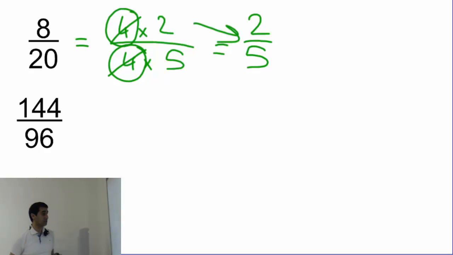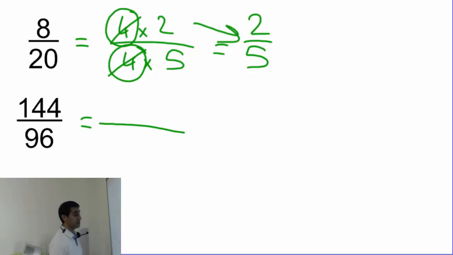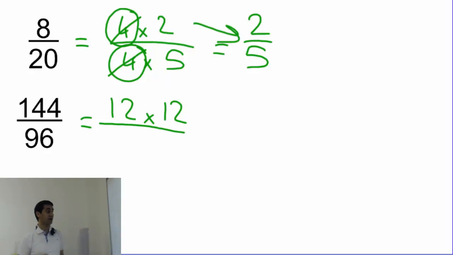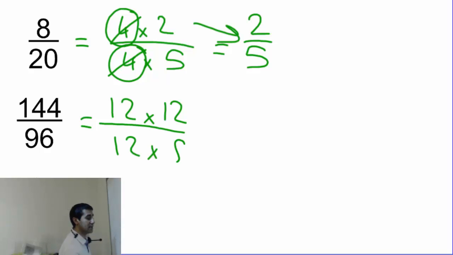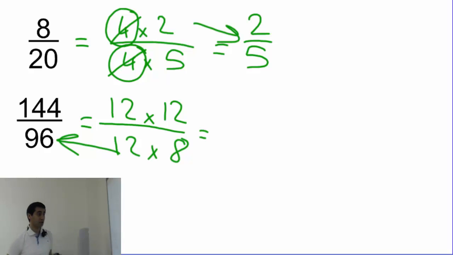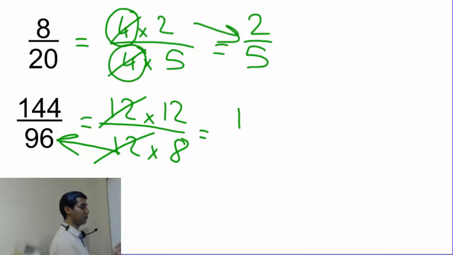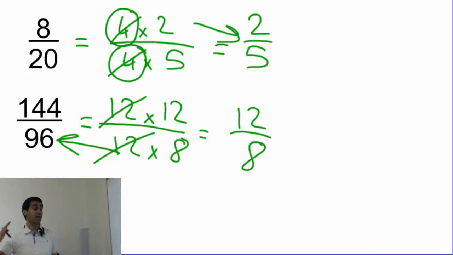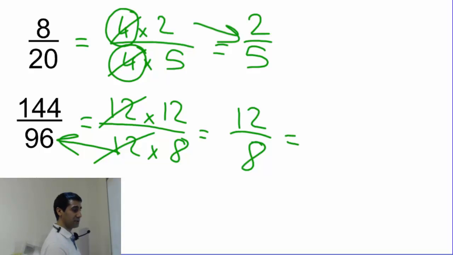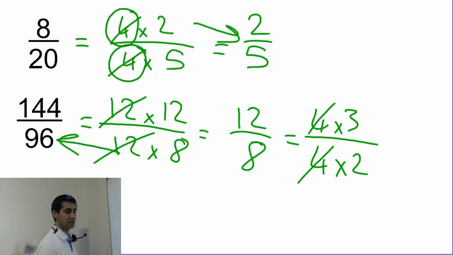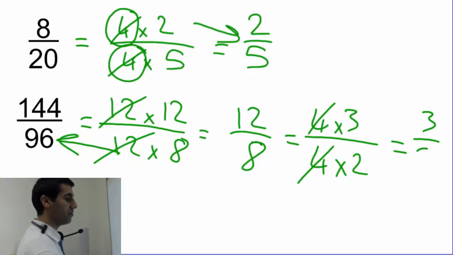So let's go ahead and talk about this one. 144 and 96. I know the multiplication table, so if you are not good at that, you need to study about that. But using my multiplication table skill, I know that 12 times 12 gives you 144. At the same time, 12 times 8 gives you 96 as well. So the 12s will cancel out. I'm going to end up with 12 divided by 8, which is not the lowest term. I can simplify further. I need to use a big number. And what is the half of 8? 4. Let's use 4. It is possible. 4 times 3 over 4 times 2. They will cancel out, and I'm going to end up with 3 divided by 2.